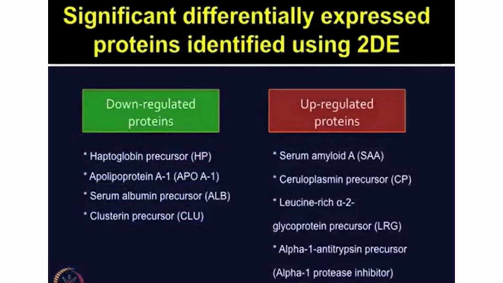So then they identified that these were the few proteins which were downregulated, and these were the few proteins which were upregulated in the malarial patient as compared to that of a control patient. I hope you're getting this. So that's how the application is.